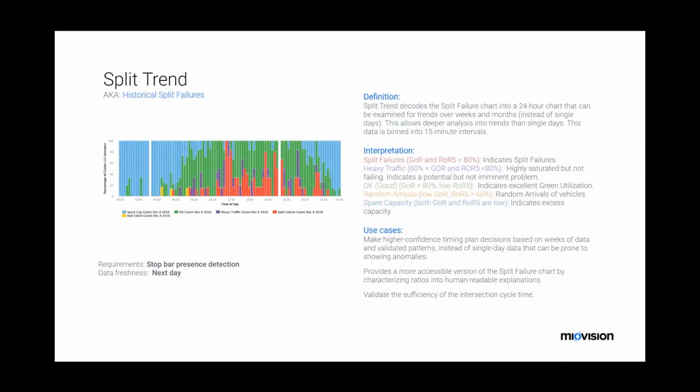So from there, we actually created the split trend chart. The split trend chart is probably the one that I use 80% of the time to understand how well an intersection is moving. It basically just tallies that up throughout the entire day. It looks at every 15-minute interval. I'm not sure you can see that on the left there, but the percentage of cycles that have been classified as there was a split failure, heavy traffic, it was okay, random arrivals, or spare capacity. How many cycles can be tallied up that fall into those indications? And then you can really start seeing how well each movement is handling the demand.